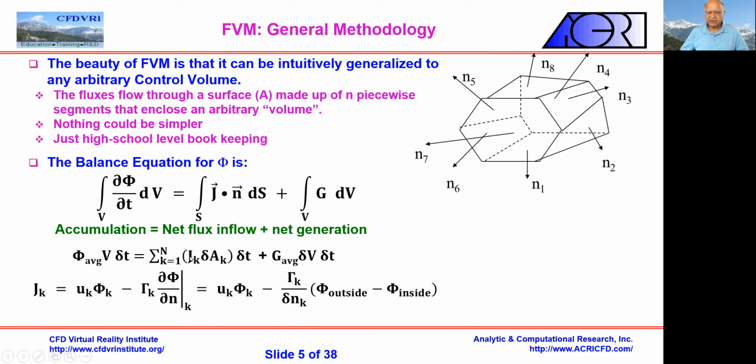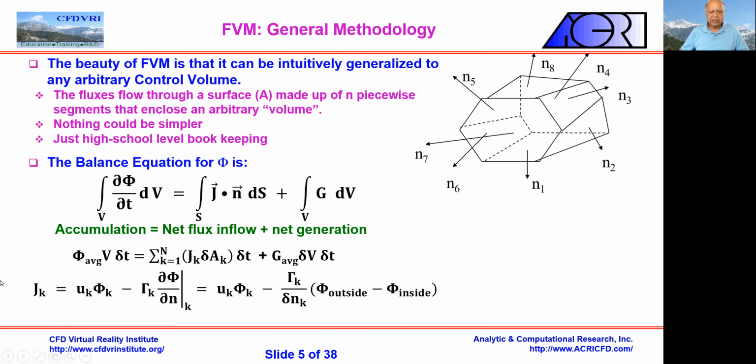The area times the flux, okay? G is the average generation within the tank of that property multiplied by volume and time, okay? I've simplified this somewhat to eliminate the normals and all that, assuming that the normals are normal to the connecting lines, so the areas are normal to the connecting lines.